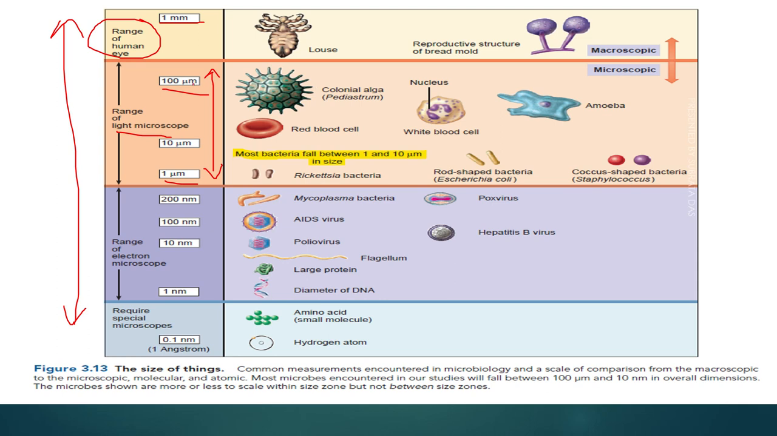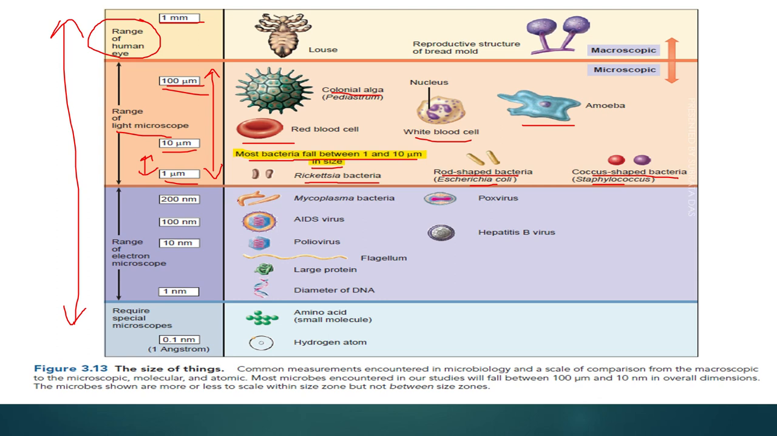Okay, so in the 100 micrometer range we can see colonial algae and amoeba. In the 10 micrometer range we can see the red blood cell, a human cell, and white blood cells, also human cells. But most bacteria which we are discussing here fall between 1 and 10 micrometer in size. In between, all the bacterial sizes are there. Rickettsia, rod shaped bacteria like E. coli, or coccus shaped bacteria like staphylococci are all present in this size range, 1 micrometer to 10 micrometer.